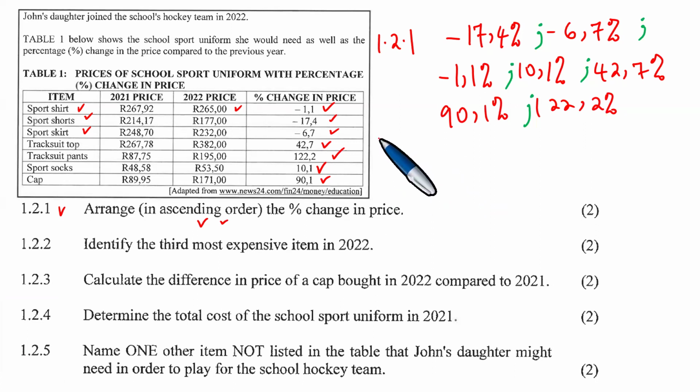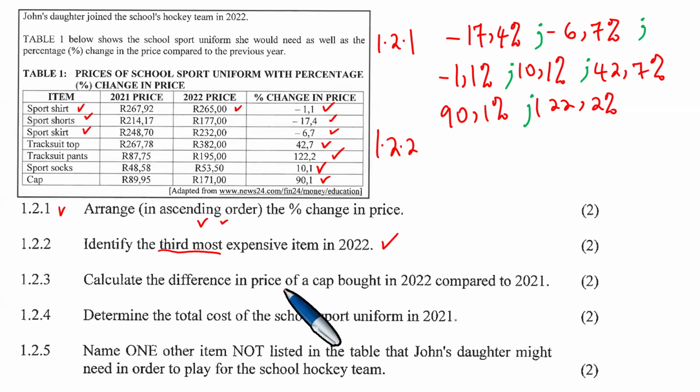All right. Now we're looking at 1.2.2. In 1.2.2, we need to identify the third most expensive item in 2022. Not just the most expensive, but the third most expensive item in 2022. What do you think is the answer to this question?